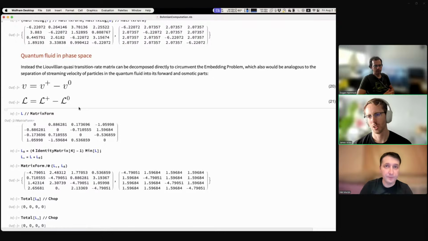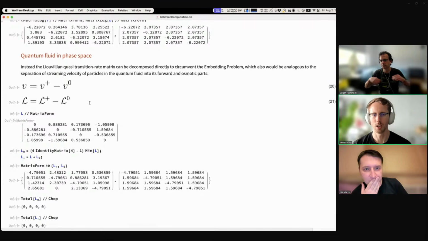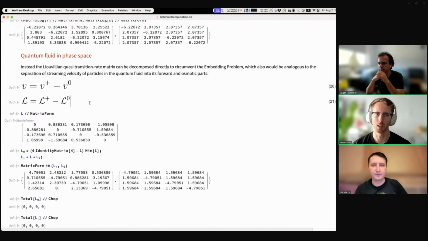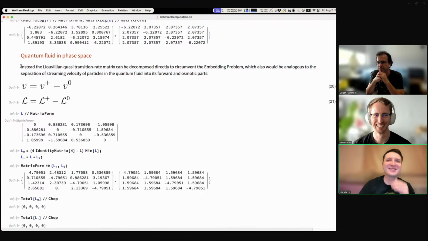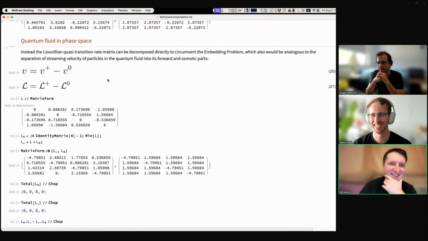Got it. So what you're saying is that instead, the Liouvillean quasi-transition rate matrix can be decomposed directly to circumvent the embedding problem, which would also be analogous to separation of streaming velocity of particles in the quantum fluid into its forward and osmotic parts. Yeah. I should read whatever I wrote instead of coming up with it on the spot. Whatever I meant. Yeah. Very cool.